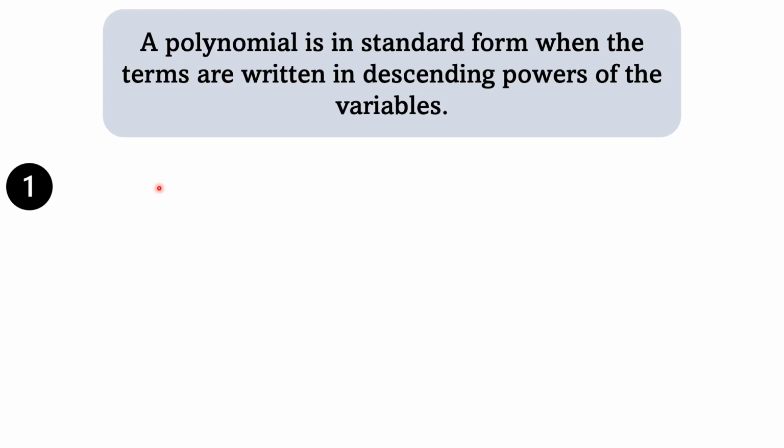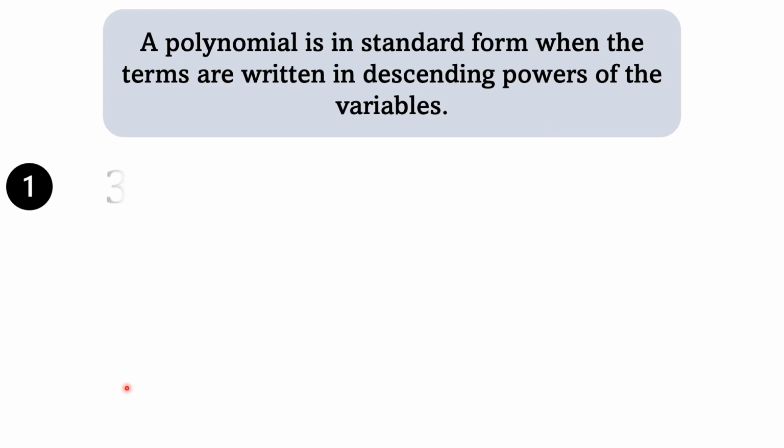Okay, a polynomial is in standard form when the terms are written in descending powers of the variables. When we say descending, it is in decreasing order. So from the highest power down to the lowest power of that variable.